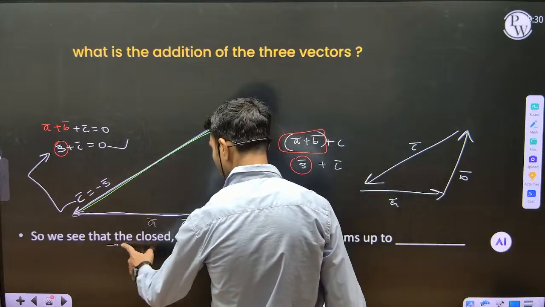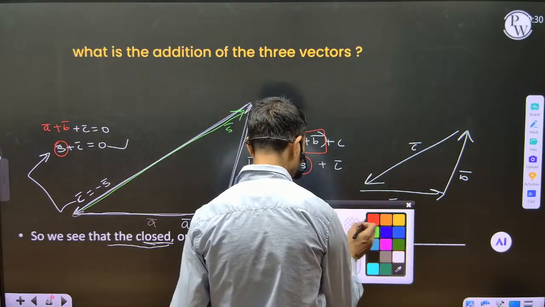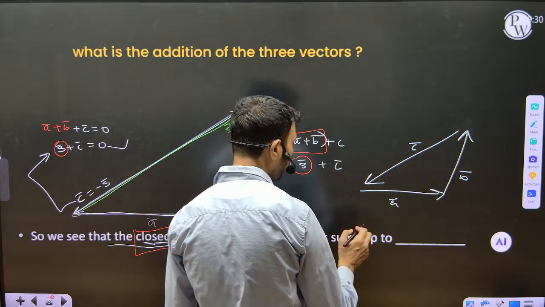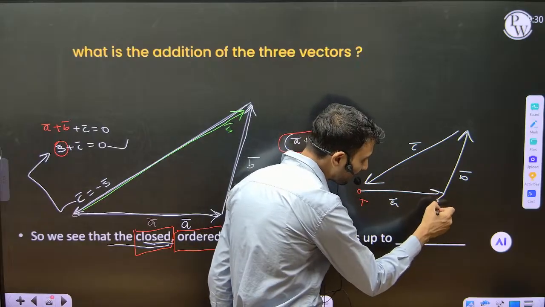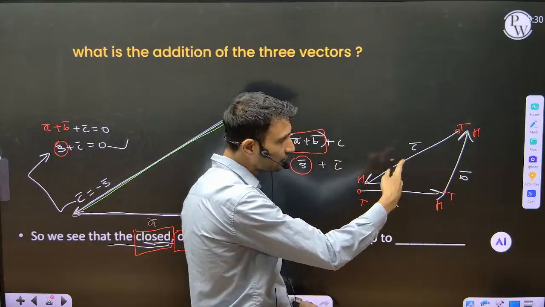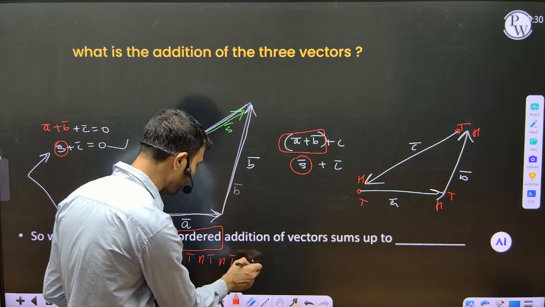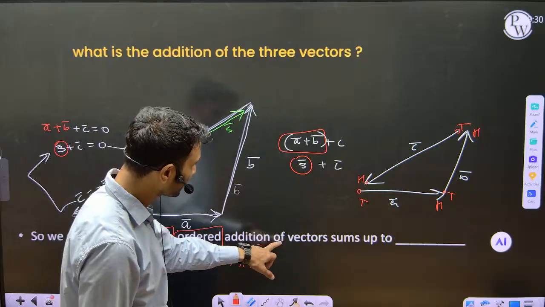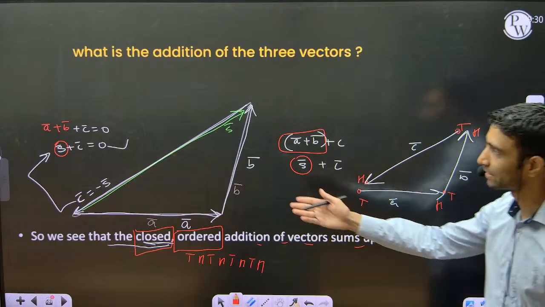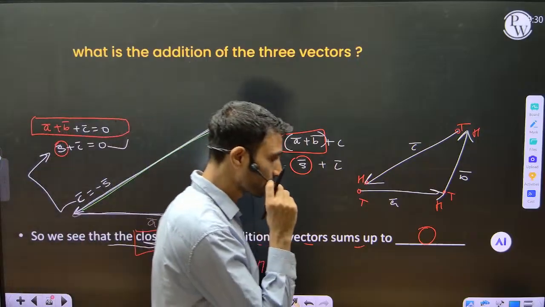So we see that they are closed, right? Closed. So very important term, closed. And ordered. What do you mean by ordered, guys? It means tail, head, tail, head, tail, head. So in addition, ordered means tail, head, tail, head, like that. That's ordered. Ordered addition of vectors always gives us how much? 0. Right? And that's what we are getting here. A plus B plus C is equal to 0. Right? So that's a remarkable result. Check it out.